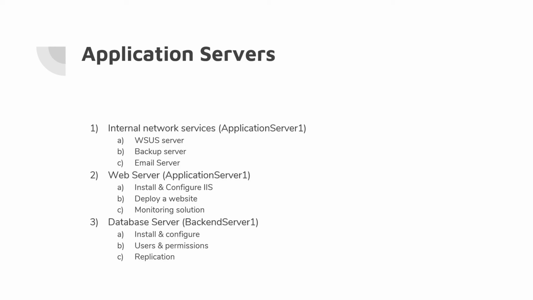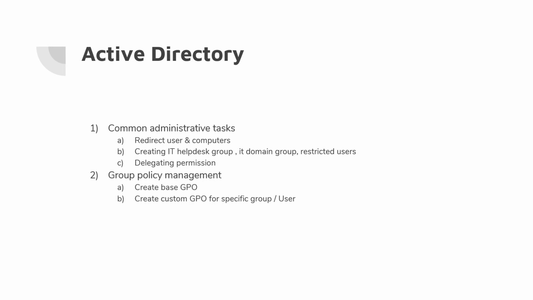And of course, there's a few extra steps that we're going to take on the backend server to make it a bit more interesting. In terms of Active Directory, there's a few common tasks that we'll need to do. We already redirected the computers, so we don't really need to do that, but we need to create some groups like an IT help desk group, an IT domain group, and all kinds of restricted groups if we want to show some use cases. We'll delegate permissions, and also we'll create some GPOs.